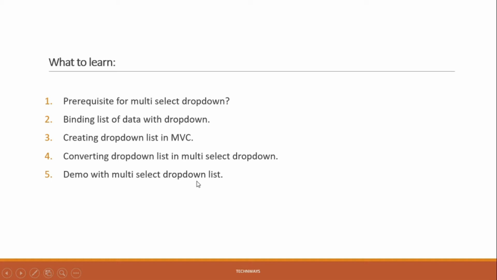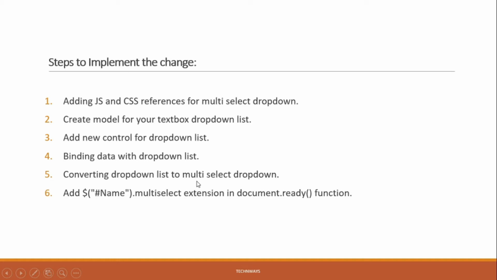Okay, so firstly we will try to create a simple drop down, and after that we will implement a multi-select feature in that drop down. Then converting that drop down to a multi-select drop down, and a demo for that multi-select drop down. So what are the steps we need to follow for this?